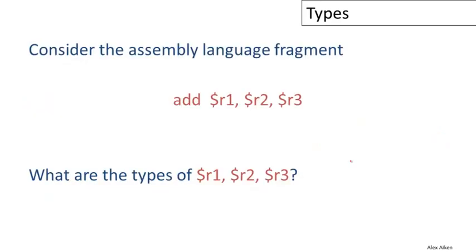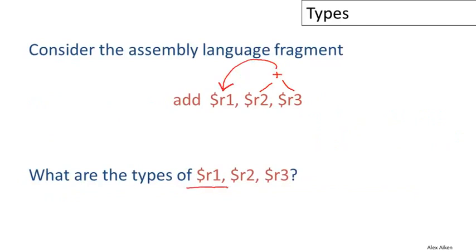So consider the assembly language fragment add R1, R2, R3. What does this actually do? It takes the contents of register R2 and the contents of register R3, adds them together, and puts the result in register R1.